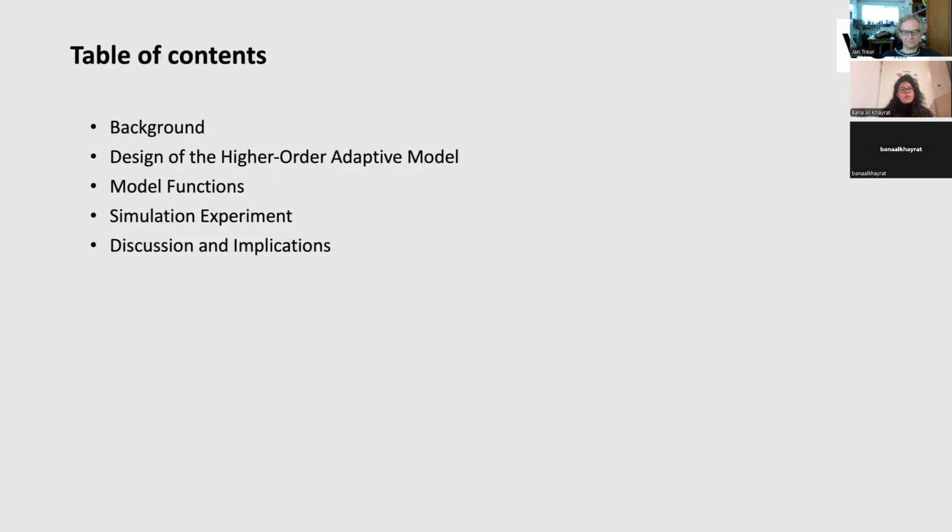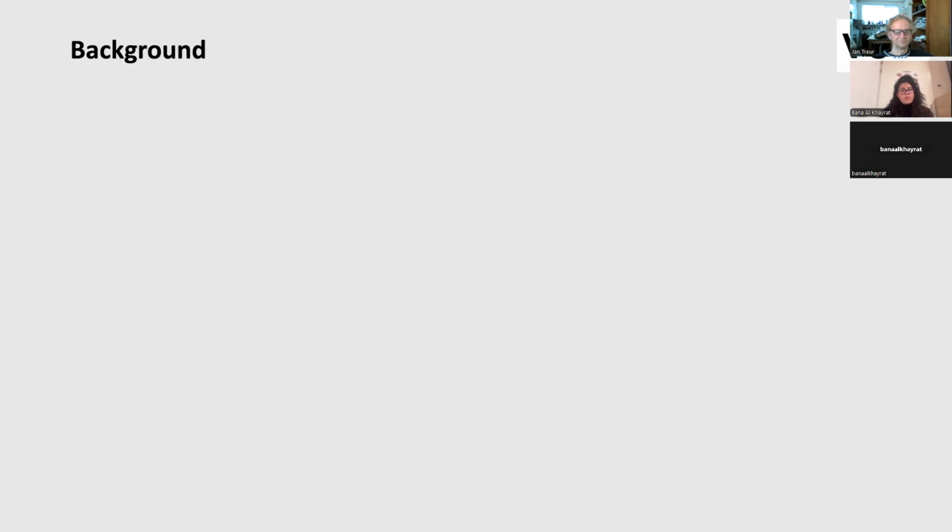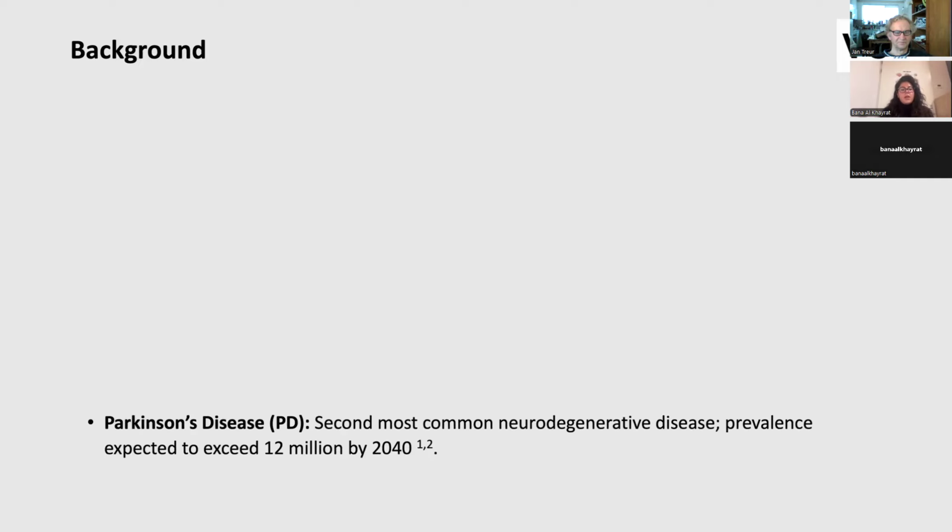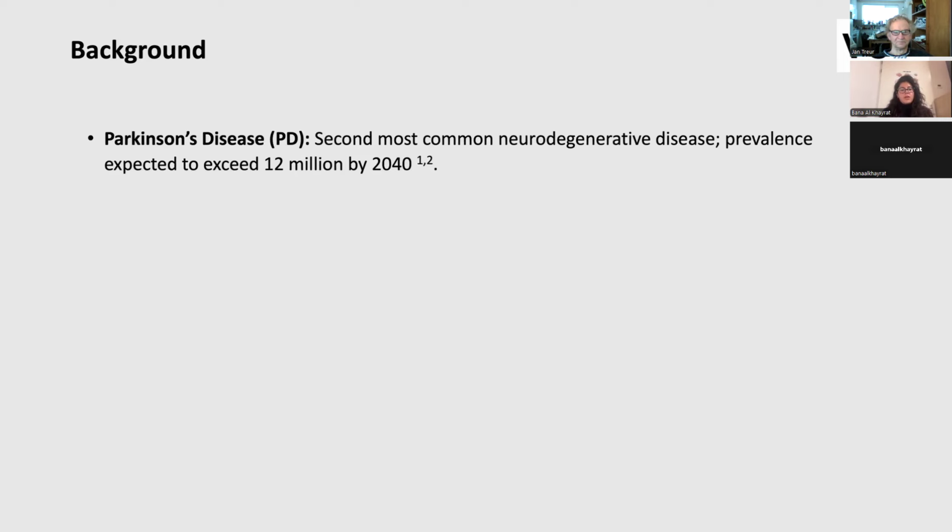Before diving into the details, let me give you an overview of what we'll cover today. We'll start with some background on the topic, followed by the design of the high-order adaptive model. Next, we'll explore its functions. I'll give you a review on the simulation experiment, and then we'll conclude with a discussion on our model. To get started, I'll provide you with an introduction to the key concepts and the motivation behind the study. So let's start with a quick overview on Parkinson's disease.